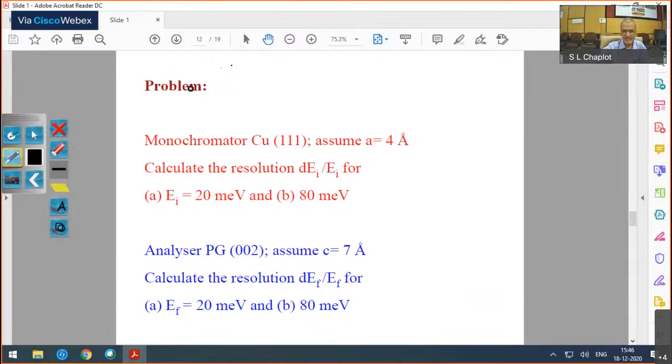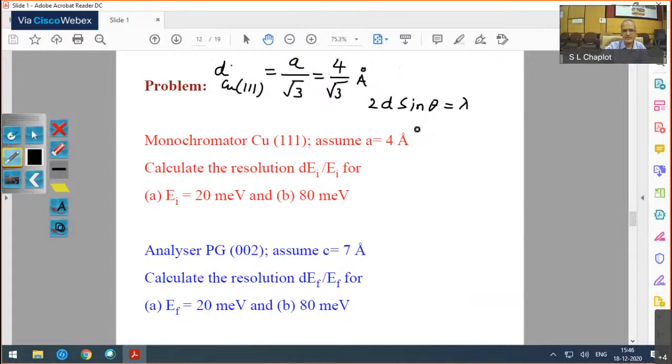Okay, this is a fairly interesting problem. So how do we address this? My d-spacing for this copper 111 is equal to a divided by square root of h square plus k square plus l square. So that will be everything. That is 4 upon root 3 angstroms. Now we have 2d sine theta equal to lambda.